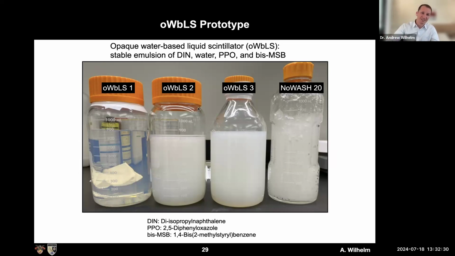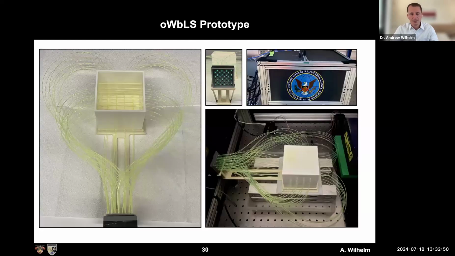So they sent us 3 formulations of opaque water-based liquid scintillator, which we called 1, 2, and 3 based on when we received them. 1 you can see is fairly transparent, not highly scattering. 2 is actually the most highly scattering, as I'll show in a later plot, and then 3 is kind of an intermediate case. And then as a basis of comparison, here's NOWASH 20 here on the right.